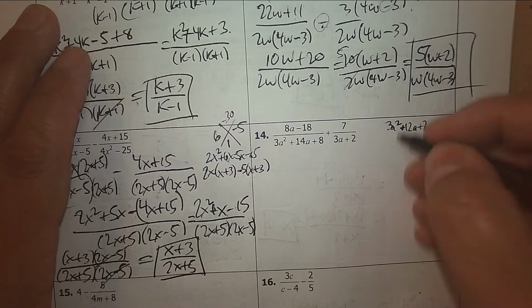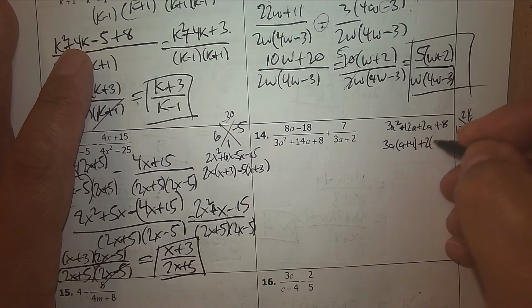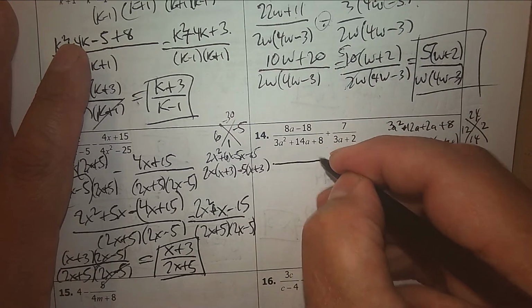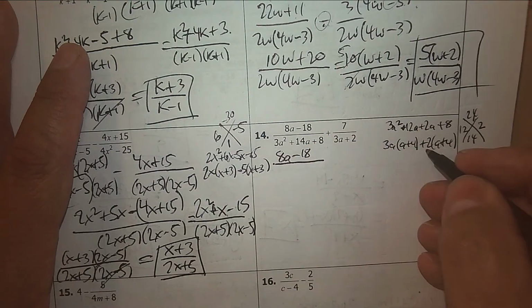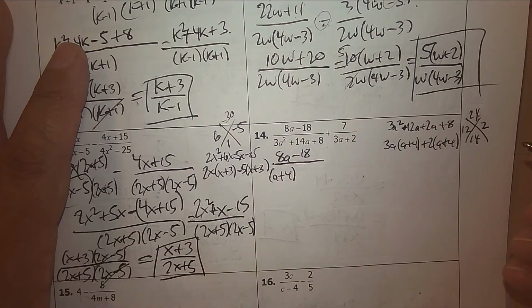And then take the first 2 and the second 2, and now it's factored. So I'm going to rewrite right here. So I have 8a take away 18, and factored, that is a plus 4, 3a plus 2.